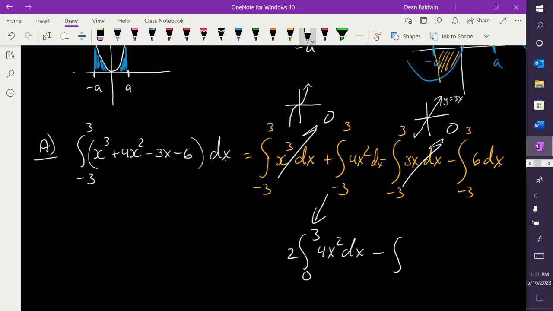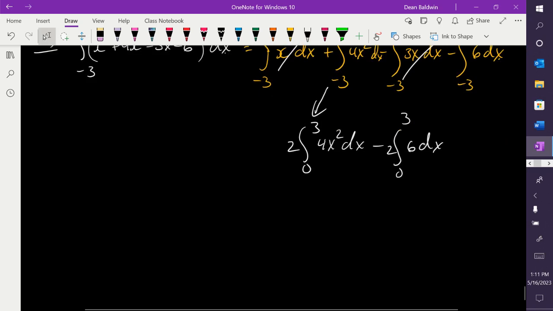Because you have to double it, right? I changed the bounds. y is equal to 6. This one right here, it looks like this. Is that an even or odd function? Even. It's even, right? So that's going to be 0 to 3, 2 times that. And now just solve this.